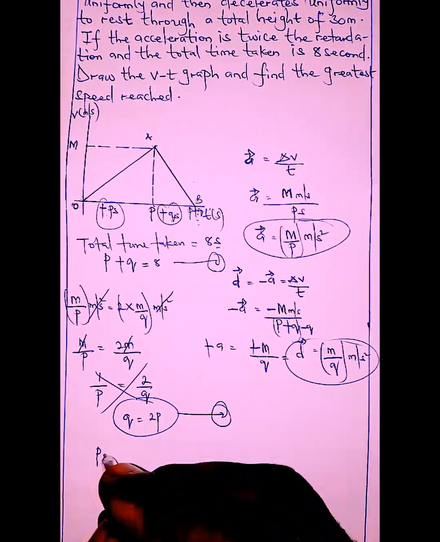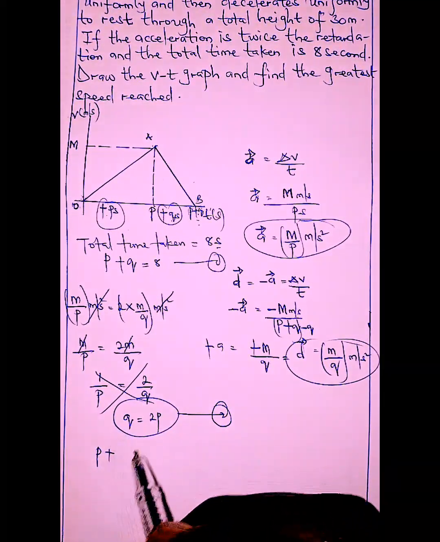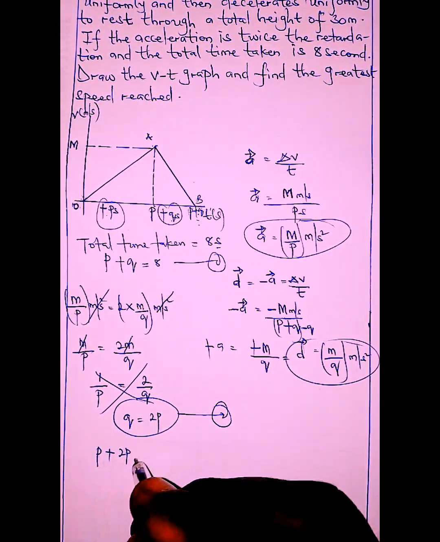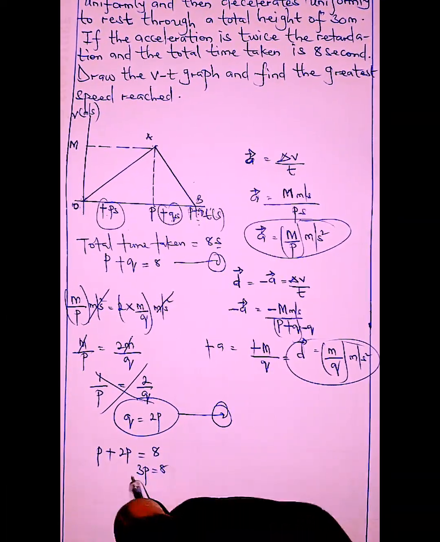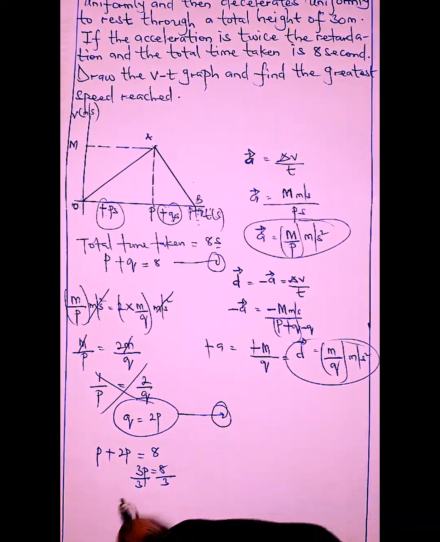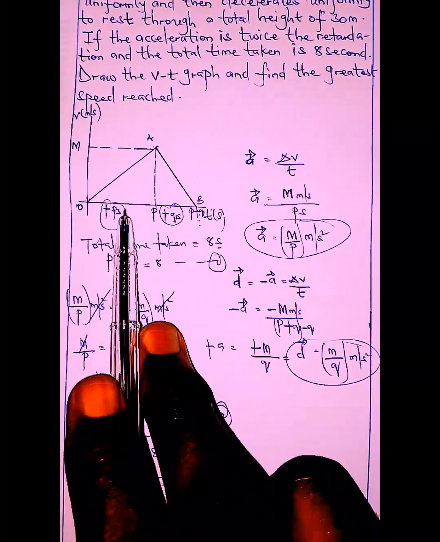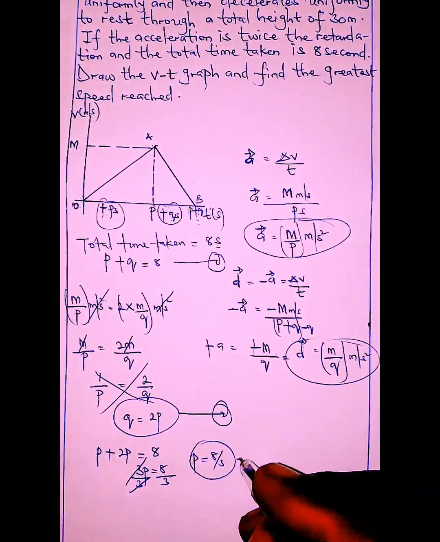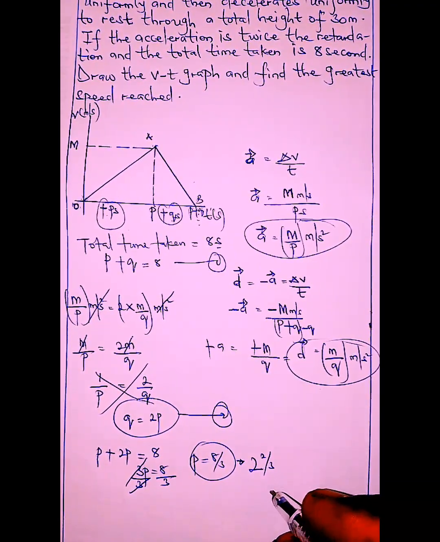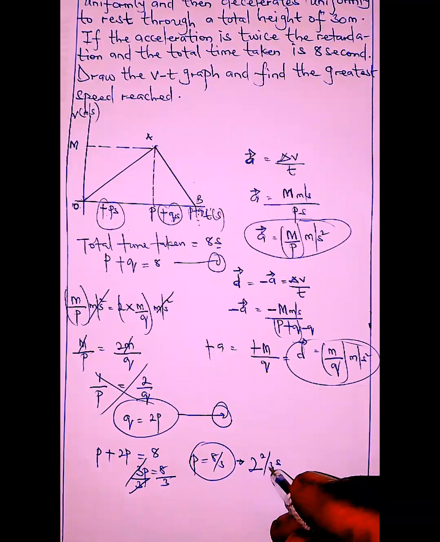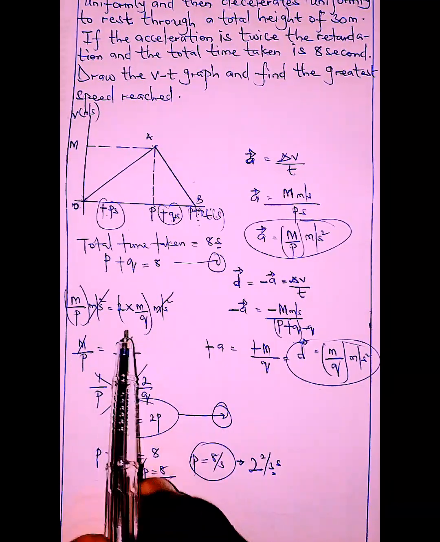So that's going to be equation 2 fixed into equation 1 right here. p plus q, where q is 2p, so p plus 2p equals 8. So what do I have there? 3p equals 8. We divide both sides by 3. So p is equal to 8 over 3. Don't forget that p is in seconds. So 8 over 3 is 2.666 seconds.